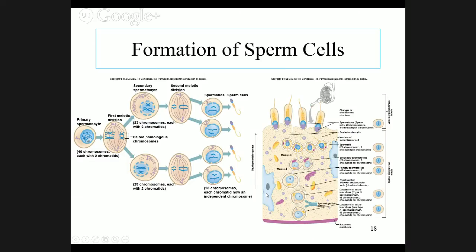And here's the formation of sperm cells from a primary spermatocyte, first meiotic division. You have 23 chromosomes, each with 2 chromatids. Then that separates again, the second meiotic division, and then you have 4, each with 23 chromosomes and an independent chromosome.